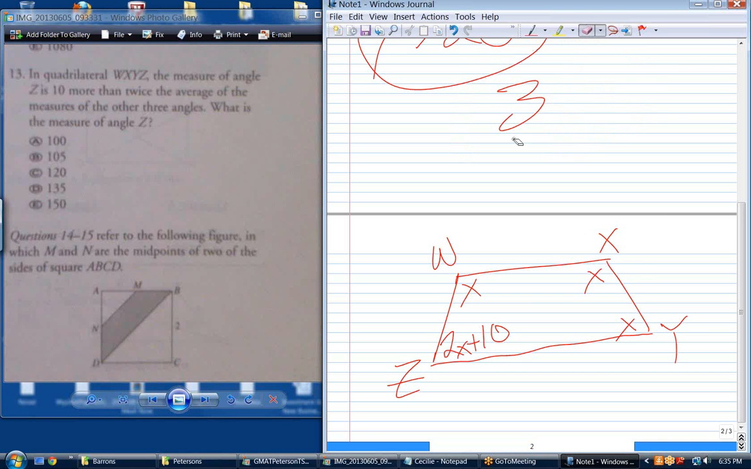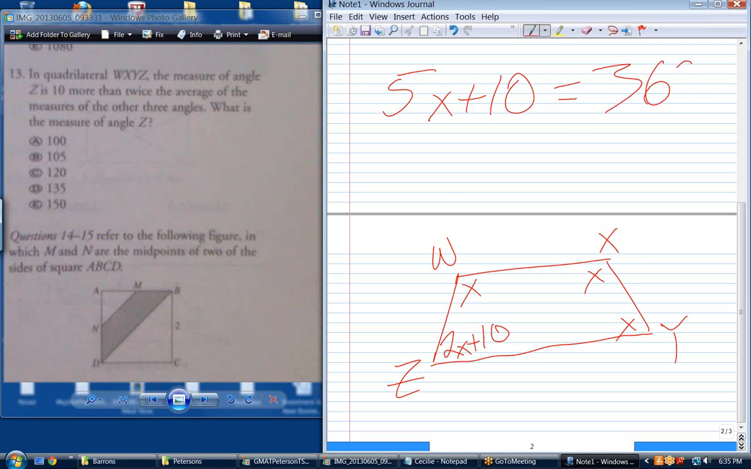Well, don't you need an equation for how you get x? Well, what can I say about all four angles? You mean that they're all 360? They add to 360. So I've got 5x plus 10, that's the sum of all four angles, equals 360. Now I can solve for x.